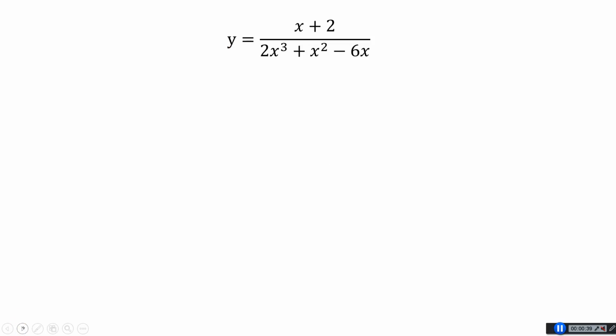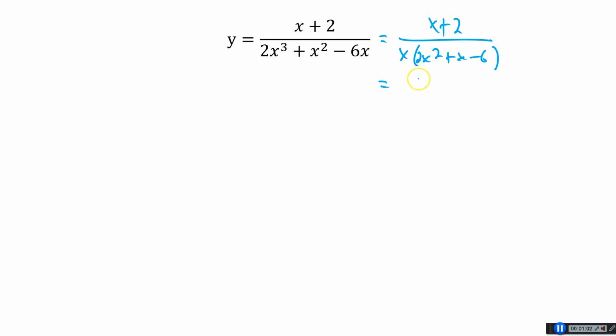Let's see what's going on with this function. So we got x plus 2 upstairs. On the bottom, we got 2x cubed plus x squared minus 6x. So right away, that bottom's just begging to be factored. So I'm going to leave the x plus 2 upstairs. On the bottom, if I take out an x, I'm left with 2x squared plus x minus 6. And then if I factor that further on the bottom, I'm guessing one of the factors is probably x plus 2, because that's sitting on top.